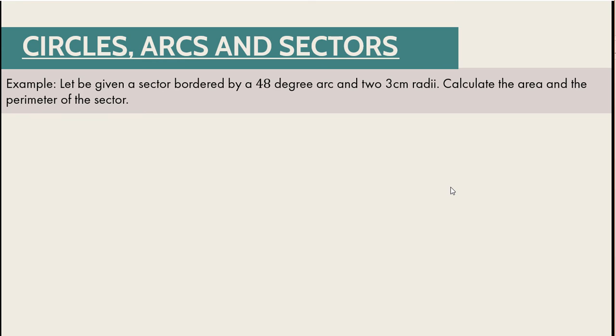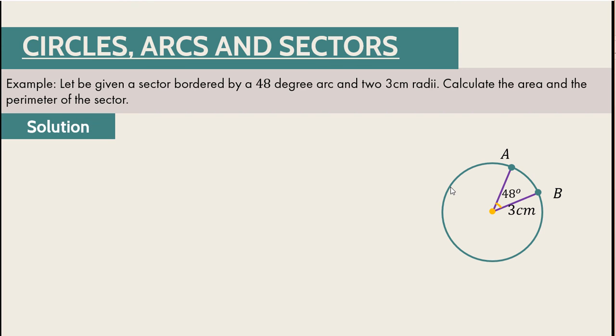Now let's have a look at this example here. Given a sector bordered by a 48-degree arc and two 3 centimeter radii, calculate the area and the perimeter of the sector. Again, give yourself 3 to 5 minutes to solve this before coming back. Have you got the answer? Let's see it.